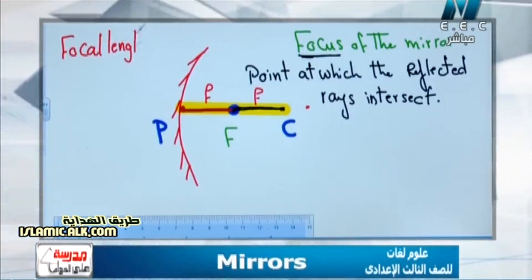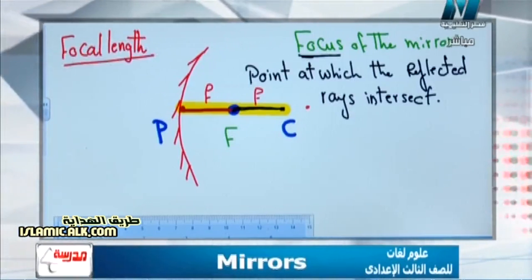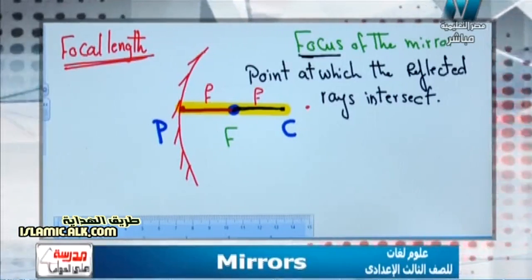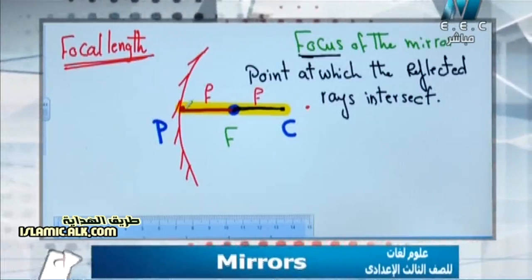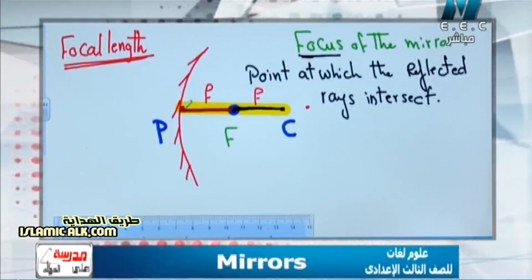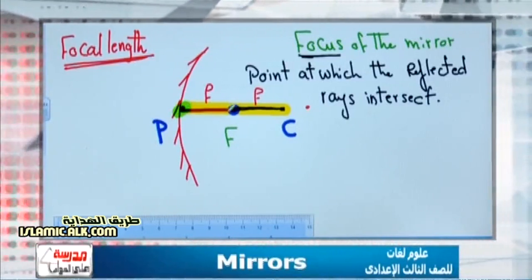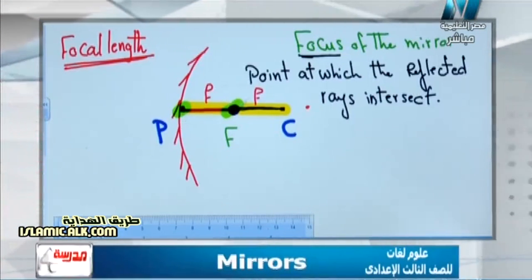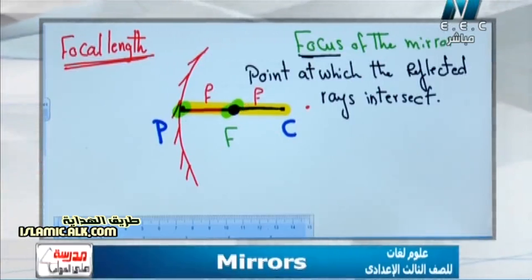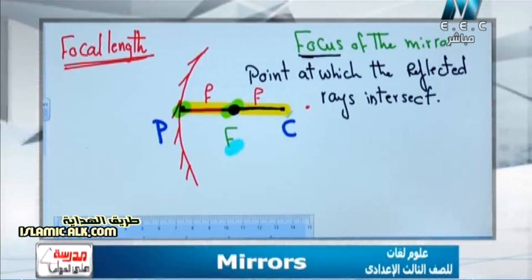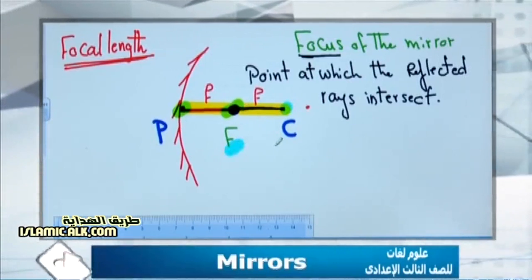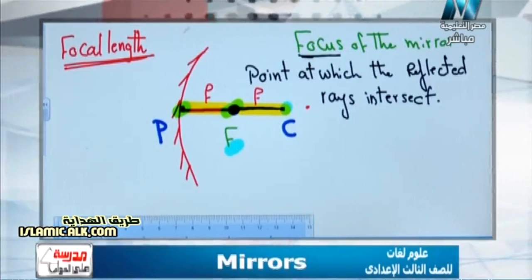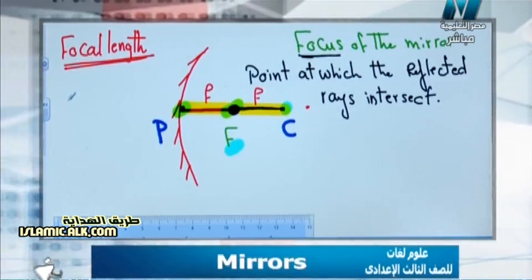Focal length. What is meant by focal length? Let's look here and see. Focal length is the distance between the pole of the mirror and the focus. And the distance between the focus and what? The center of curvature. So how many focal lengths do we have here? We have 2 focal lengths.